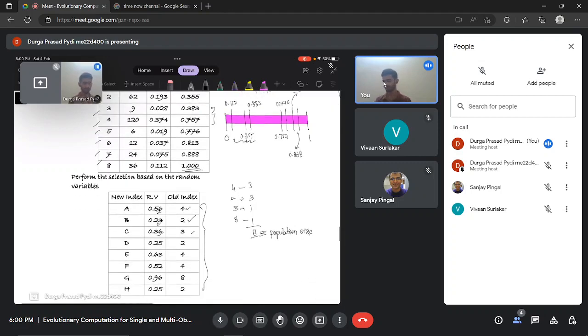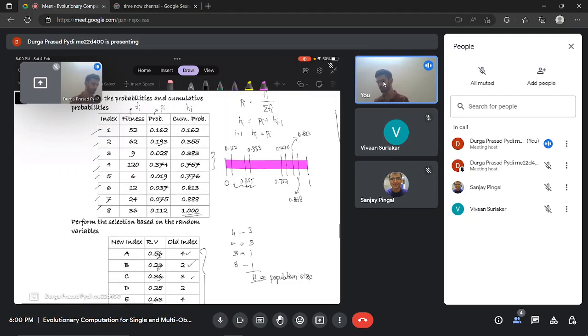The main idea here is this: the probability essentially says the proportion of the fitness among the population. If you see all the values here, 52, 62, 9, 120, this is the maximum value. If the probability is higher, it has a much greater proportion in the entire population. This is the solution that has a greater weightage that has to be given to it.